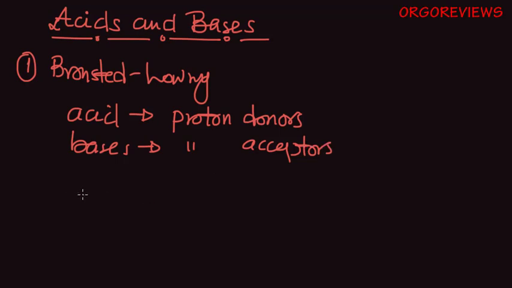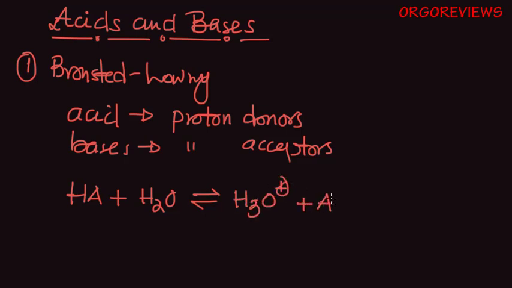Let's illustrate this with a generic example. If you have a species HA reacting with water in an equilibrium reaction to produce hydronium ions and an anion A-, let's see which one acts as an acid and which acts as a base. The species on your left donates this hydrogen to that water and will be considered the Bronsted-Lowry acid. The water that accepts the proton will be considered the Bronsted-Lowry base.